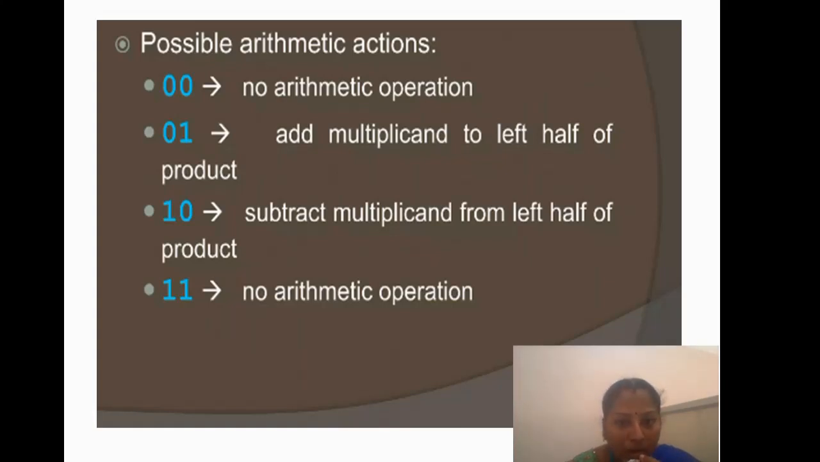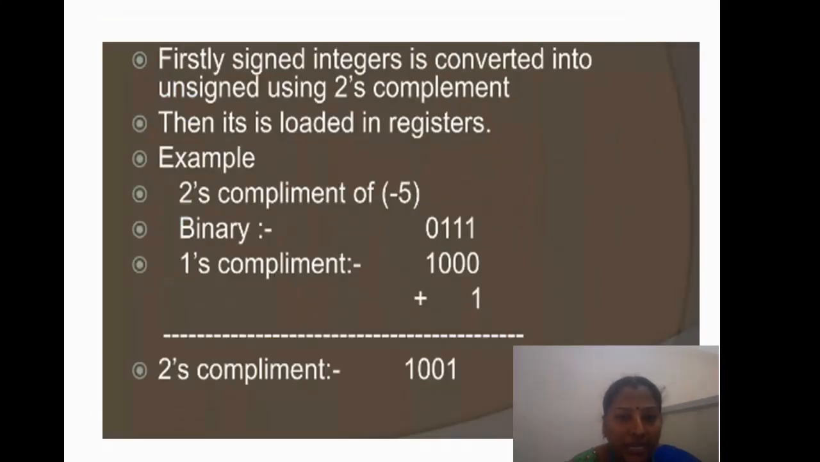If it is 0 1, you will be adding the multiplicand, and the product will be shifted. If it is a subtract, it will be shifted from the left half of the product. And if it is 1 1, there is no arithmetic operation. So generally this is the signed number representation.